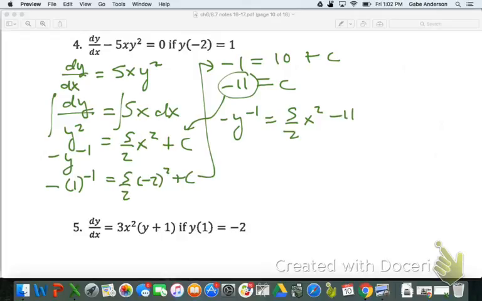My final, yes, sir. Wouldn't it be better to wait till the end to do the initial condition just so that you don't mess up your constant when you're solving for y afterwards? No, actually it's not. From a points perspective, it's not. The higher value is placed on applying the initial condition.